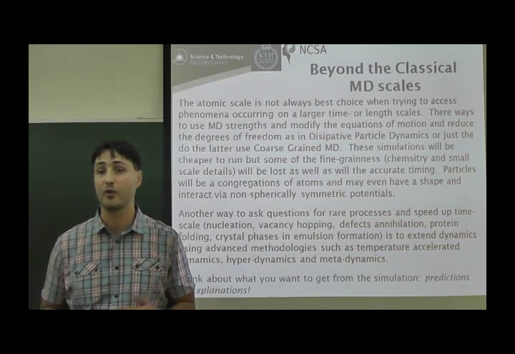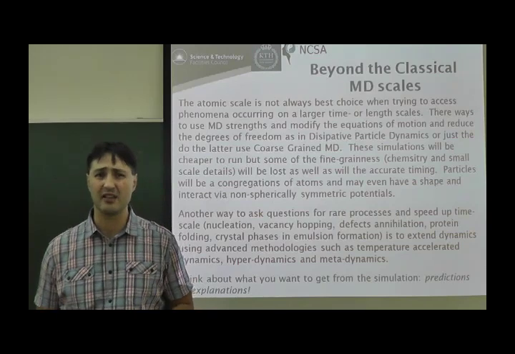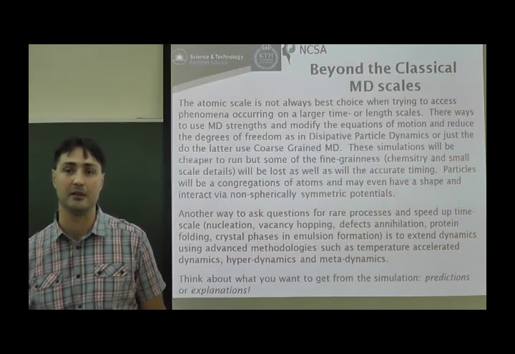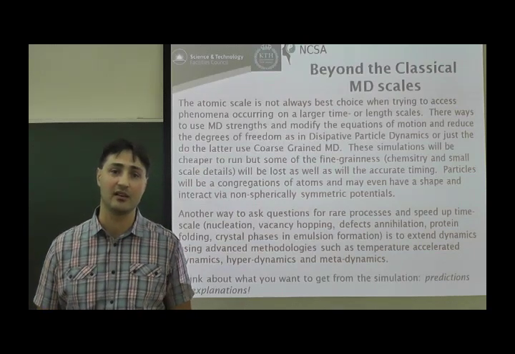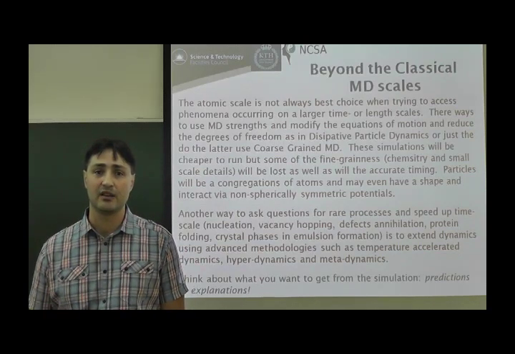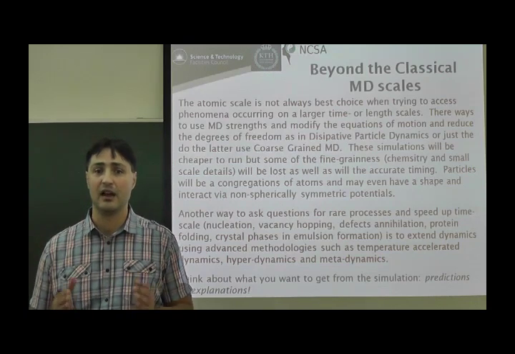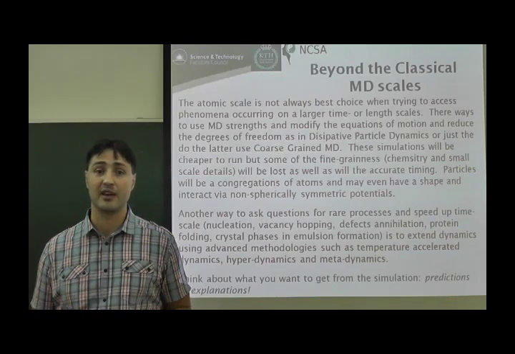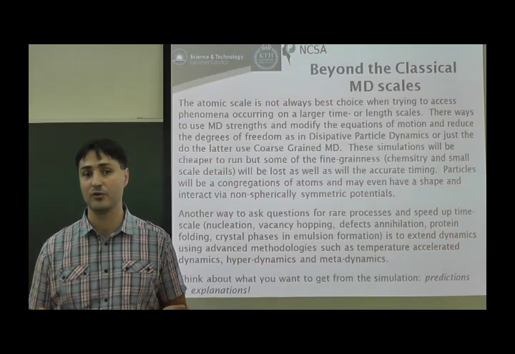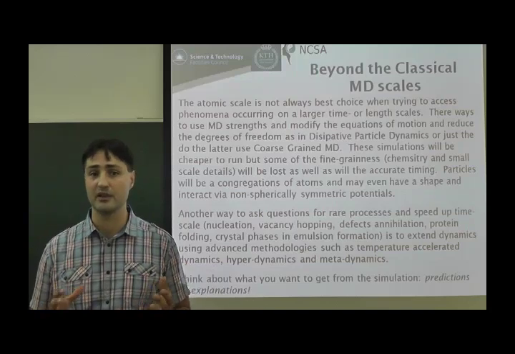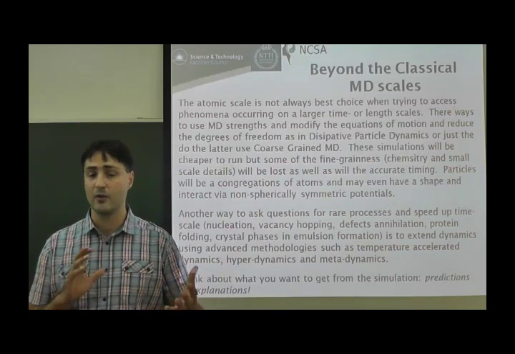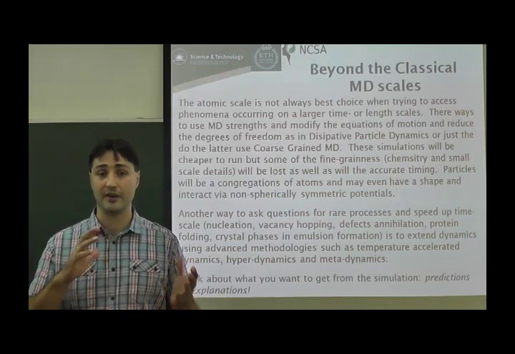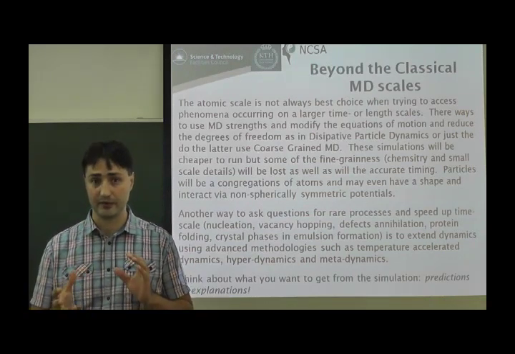So what do we do if we want to go beyond classical MD scales? The atomic scale is not always the best choice when trying to access phenomena occurring on larger time and length scales. There are a number of ways that one can employ to modify the equations of motion in molecular dynamics. For example, we can reduce the degrees of freedom. One way to do this is to rigidify part of molecules and then use rigid body mechanics, where we have 3 degrees of freedom for motion of the rigidified bit of the molecule and 3 degrees of freedom for the rotational motion.